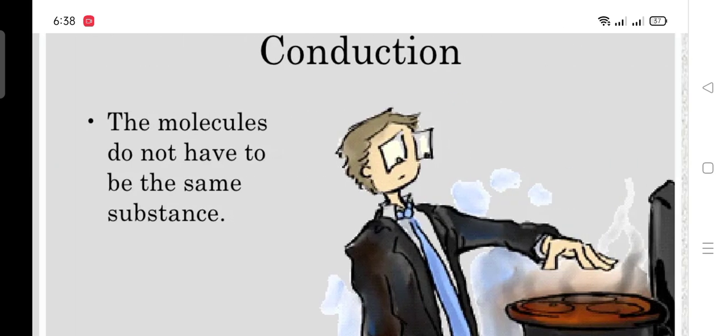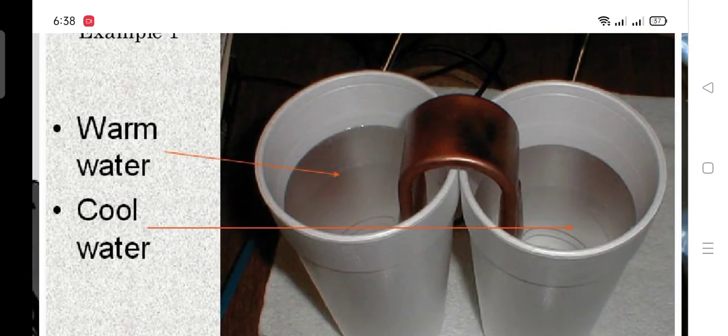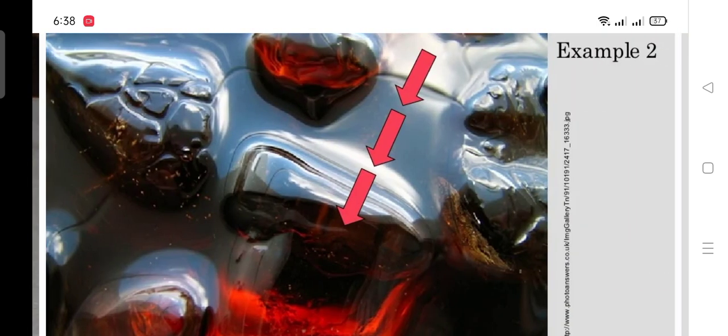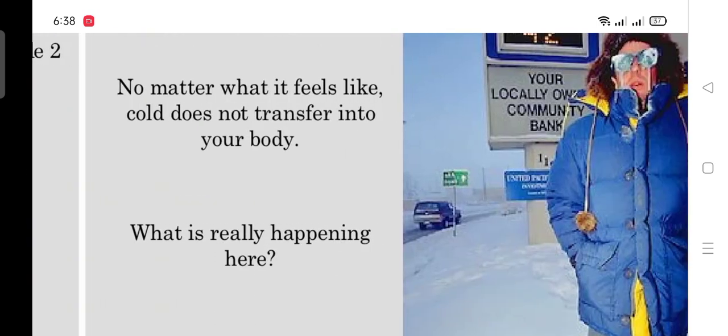Here is some example of warm water and cool water. This is an example of conduction. This is also an example of conduction, as you see in your image.